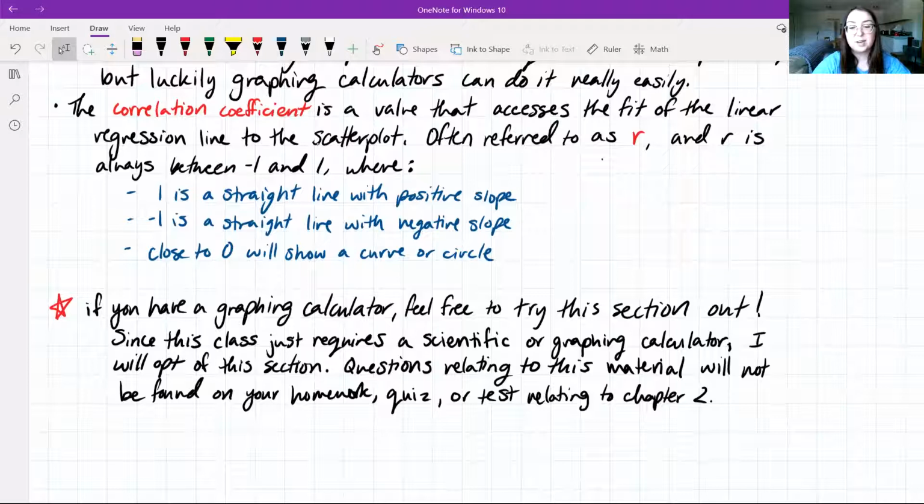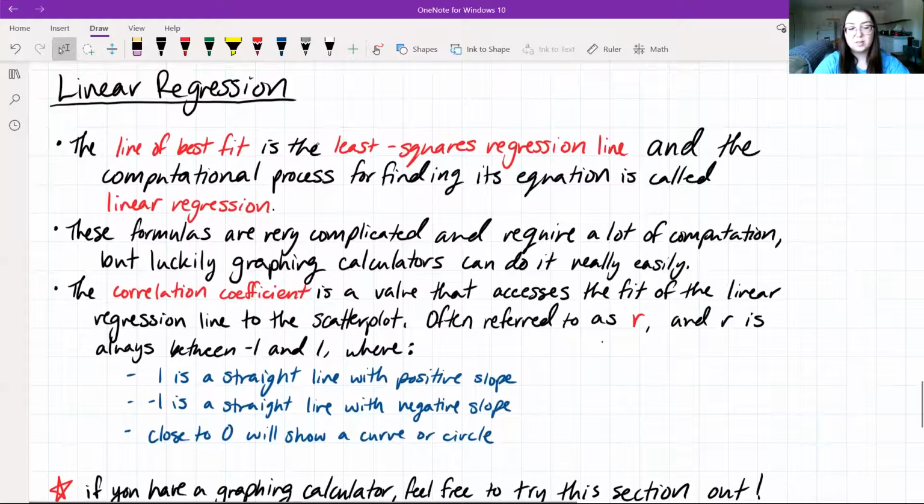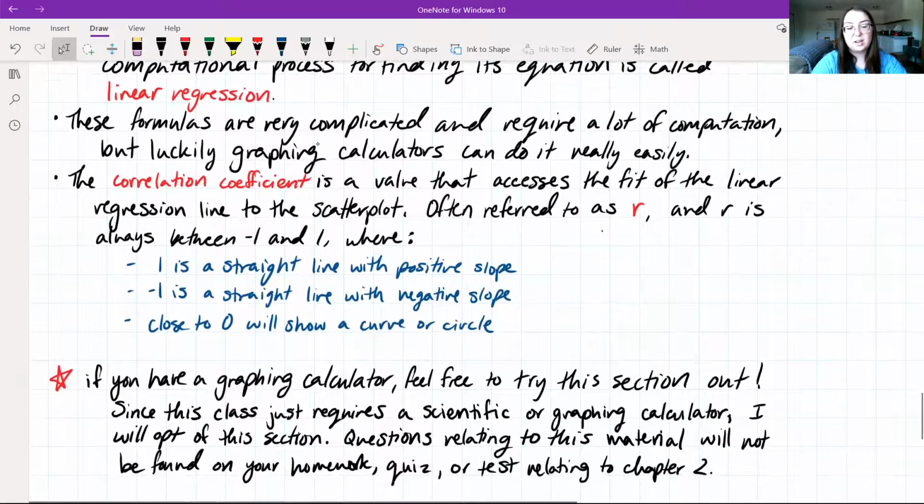This is often referred to as R, and R is always between -1 and 1, where 1 is a straight line with a positive slope, -1 is a straight line with a negative slope, and anything close to 0 will show a curve or a circle. So this linear regression is just telling us if our line of best fit is going to be accurate or not. This is a much quicker way of finding this if you have a graphing calculator and are able to do it. And then this correlation coefficient will also tell us how good of a fit it was, anywhere between -1 and 1.